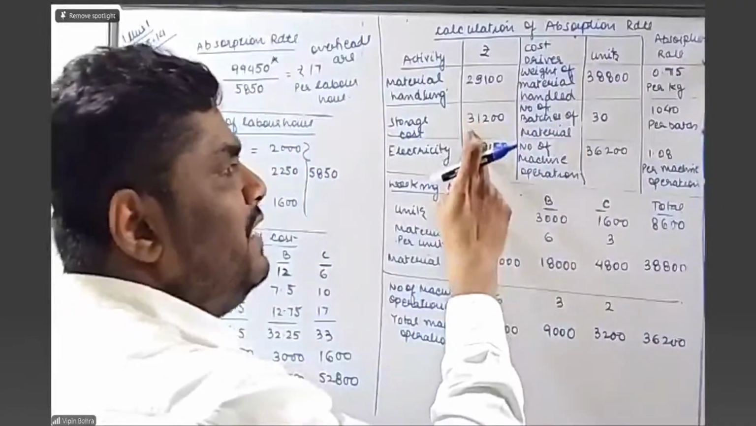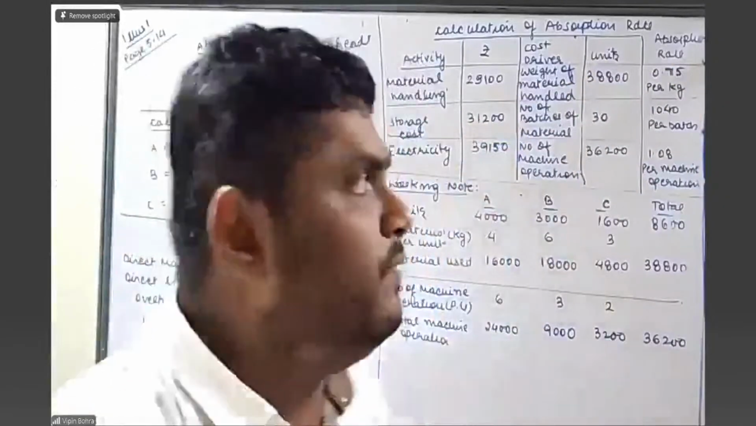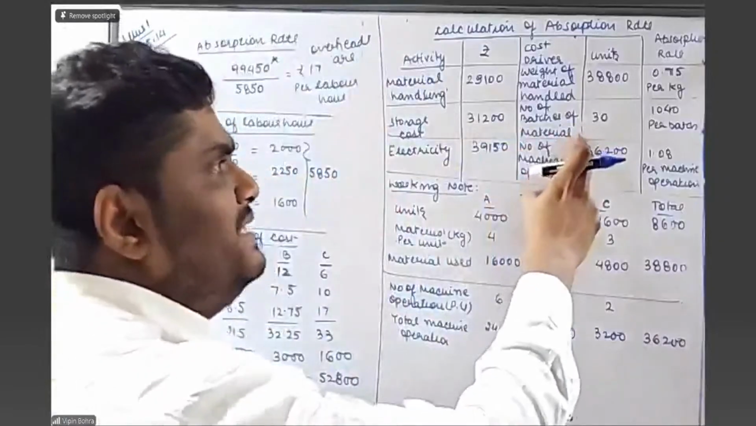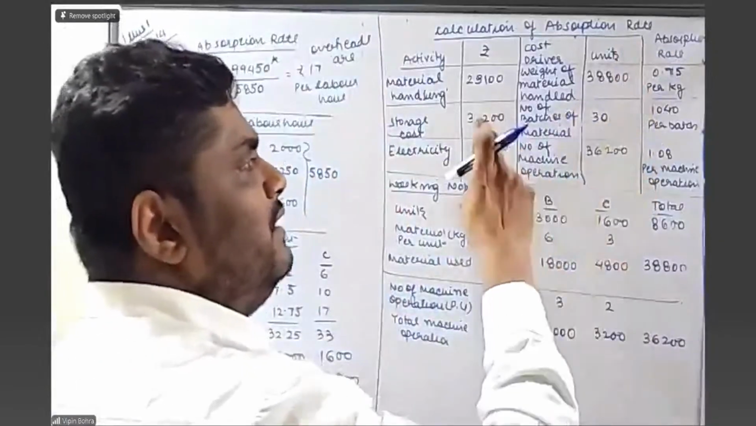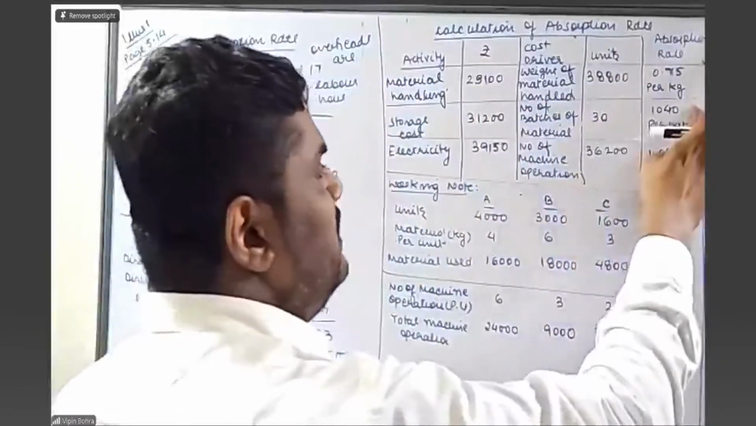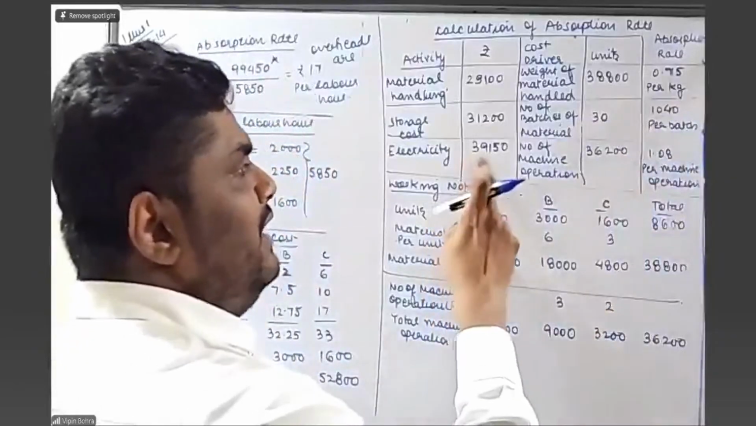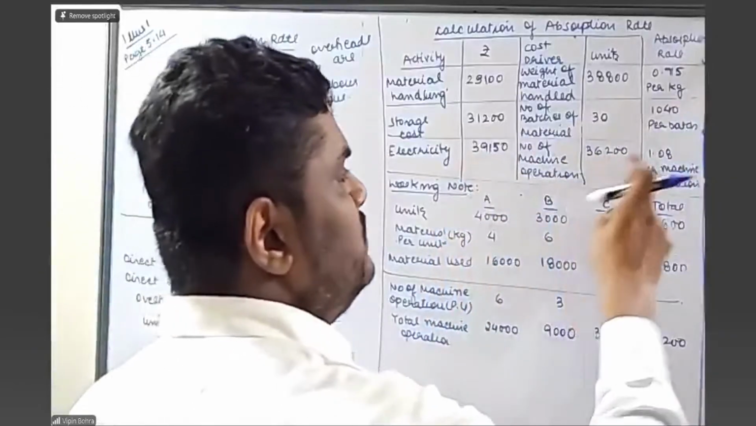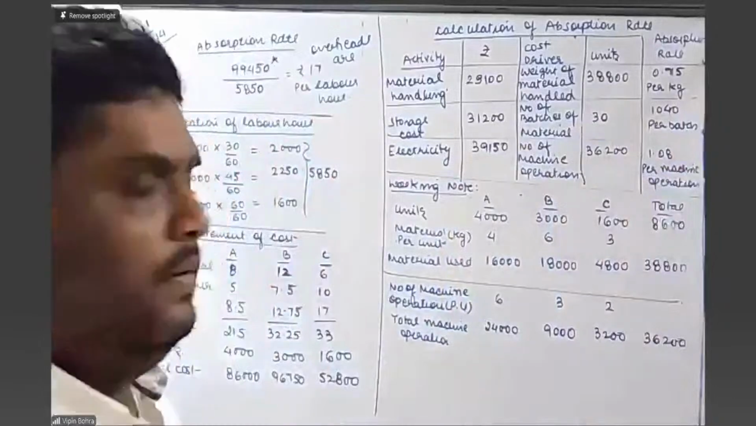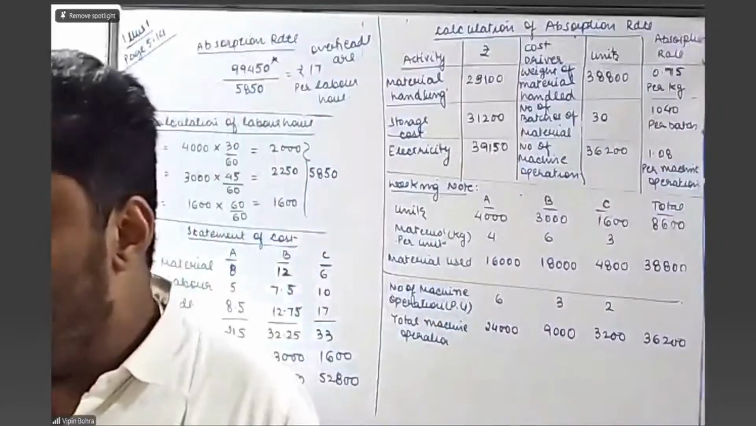Storage cost 31,200. On what basis will it be absorbed? On the basis of number of batches of material, and the units are 30. So 31,200 divided by 30 is 1,040. 39,150 divided by 36,200 will be 1.08. I hope it is clear, Miss Chetra.